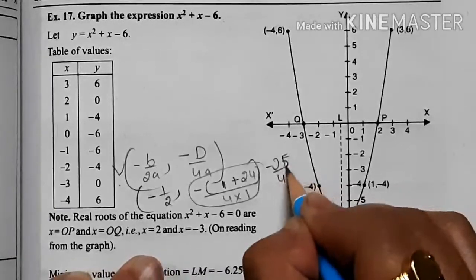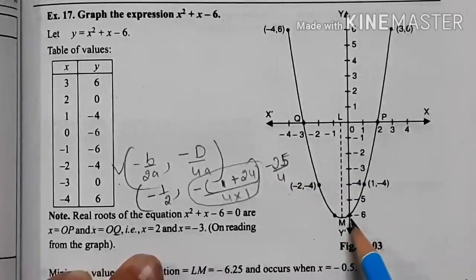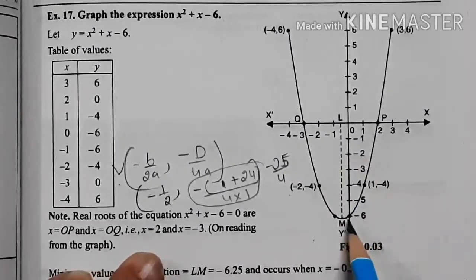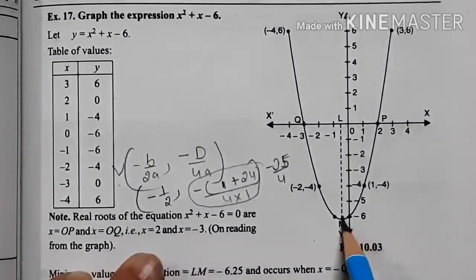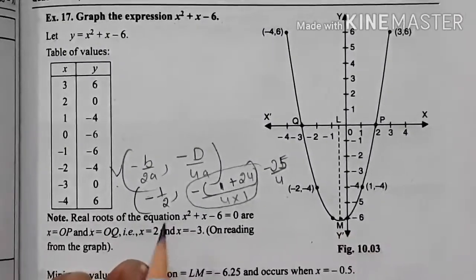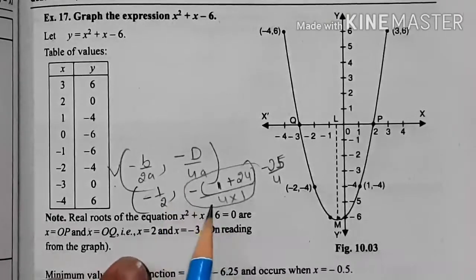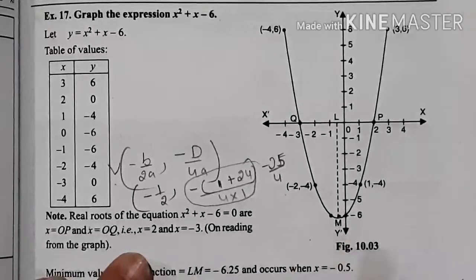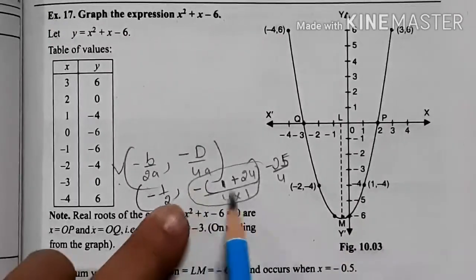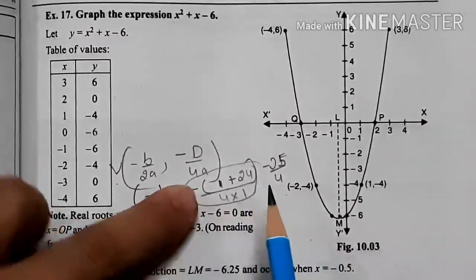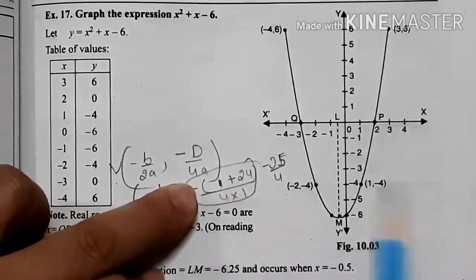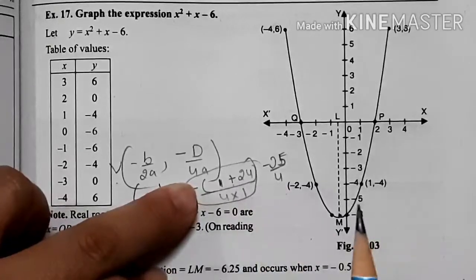So when you mark this vertex, it will be here, a little bit beyond minus 6, that is, my turning point is minus 1 by 2, minus 25 by 4. So one method is to directly apply the formula to find the vertex point. And if you ignore the negative sign, we check that my discriminant is greater than 0. So if it is greater than 0, there will be two values.